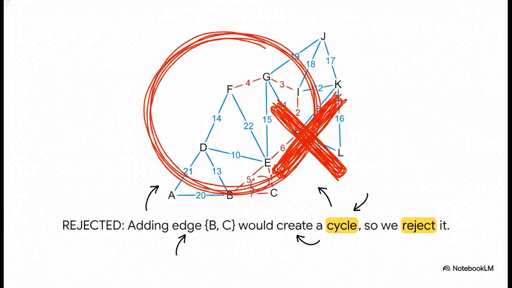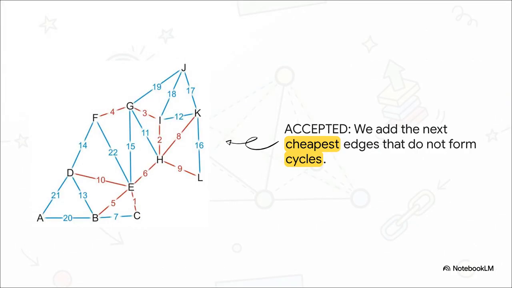And now, here's our first big test. The next edge on the list is between B and C for a cost of 7. But wait a minute. Look closely. If we add that line, we can now go from B to E to C and right back to B again. Uh-oh, that's a cycle. So the algorithm's rule kicks in. The answer is no. We have to reject this edge, throw it out, and just move on.